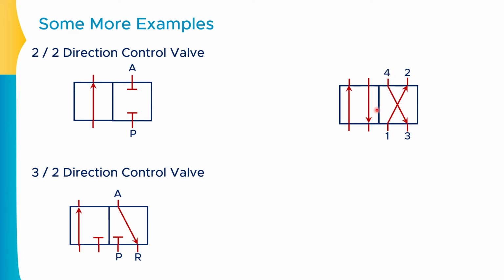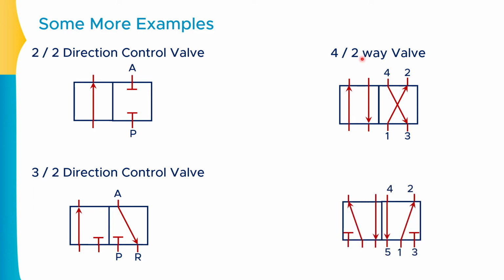This specific situation is available as the first position, and this is the second position shown with the help of the second square, in which the fluid is going from point number 1 to 4 and the fluid is returning from point number 2 to point number 3. Clear? So there are total 4 ports available and 2 positions available. So this specific valve is known as 4/2 valve. The very first number indicates the number of ports, second indicates the number of positions.